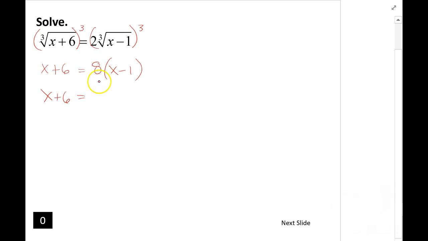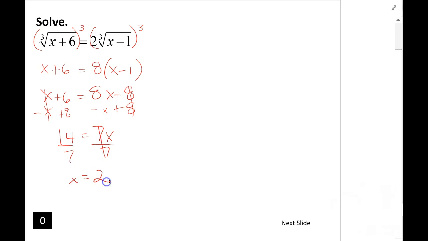Okay, so now let's distribute that 8. 8x minus 8. Okay, so now let's isolate x. Now let's subtract x from this side and add 8 to this side to move the numbers to the left and the variables to the right. So add 8 here. Subtract 8x here. 14. And then 7x divided by 7. And x equals 2. And again, go back and check your answer.